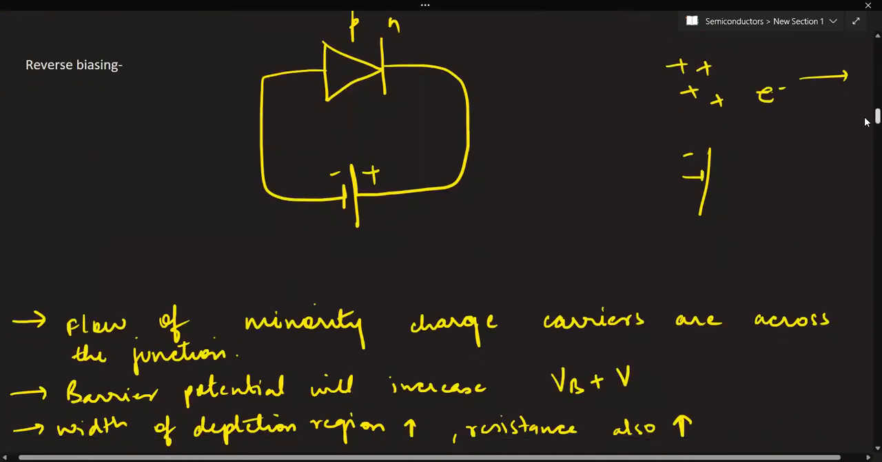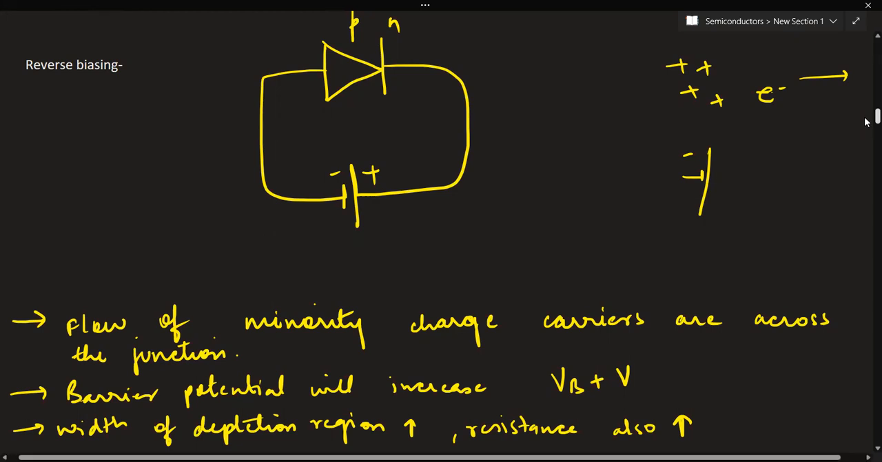Then we have reverse biasing. In reverse biasing, P type is connected to the negative terminal of the battery, while the N type is connected to the positive terminal of the battery. So minority charge carriers flow in this case. All the phenomena which were occurring in forward biasing get reversed in reverse biasing. It means the barrier potential will increase. Width of the depletion region will increase. The resistance will increase. Whereas all these quantities were decreasing in case of forward biasing.